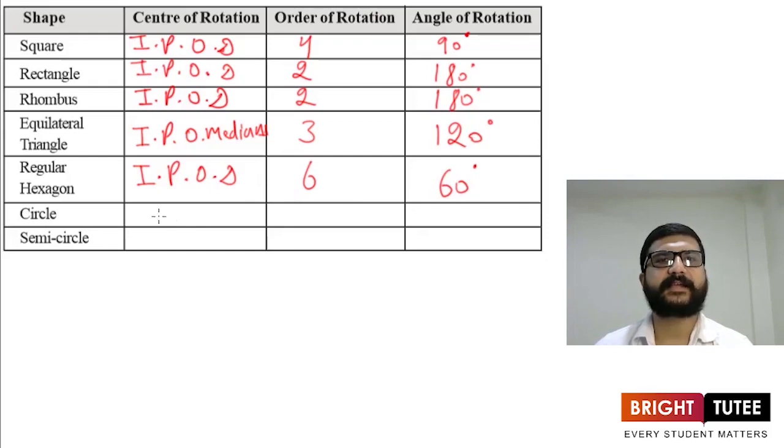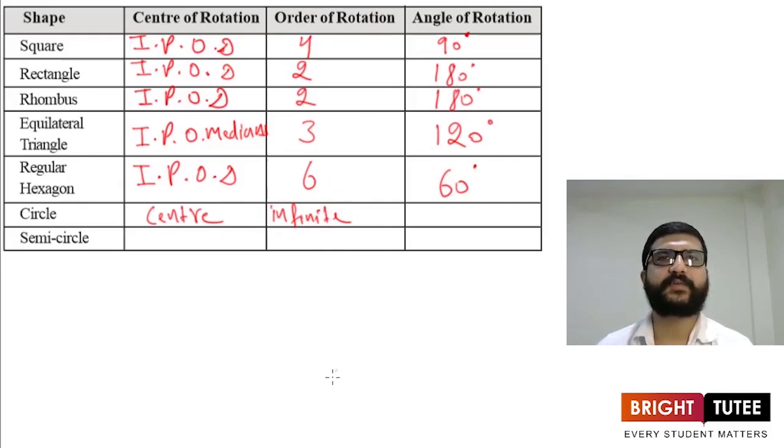Now the next one is circle. What is the center of rotation? It is the center of the circle only. So we can write center here. And the order of rotation: we have seen that if we rotate any circle by 360 degrees, there will be infinitely many positions where we get the same circle. In fact, at every position we are going to get the same circle only. You can try to rotate any circle, you are going to get the same circle only. So here the order of rotation is infinite.